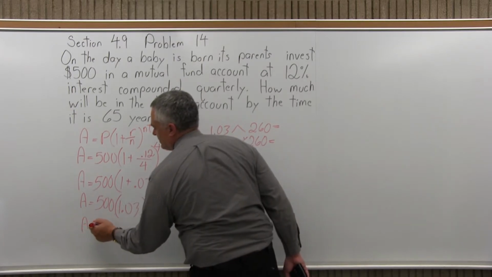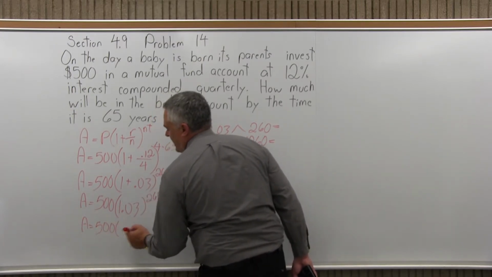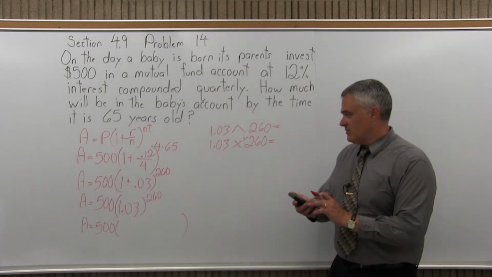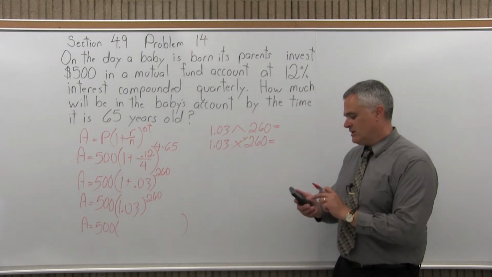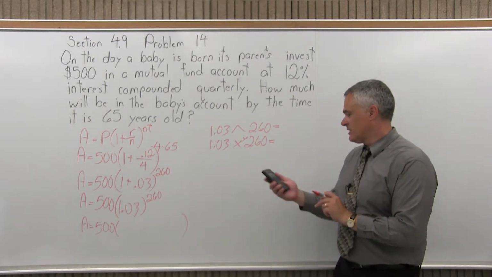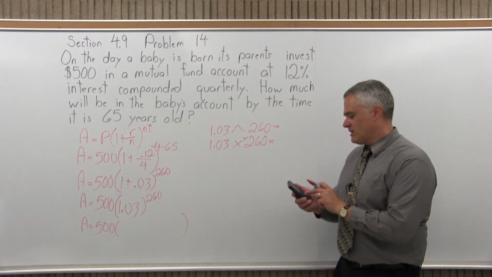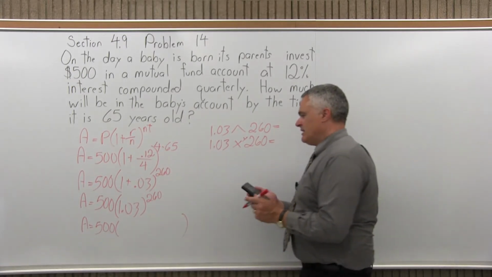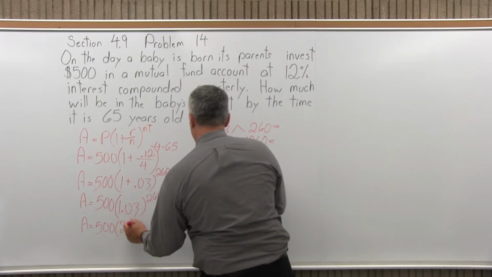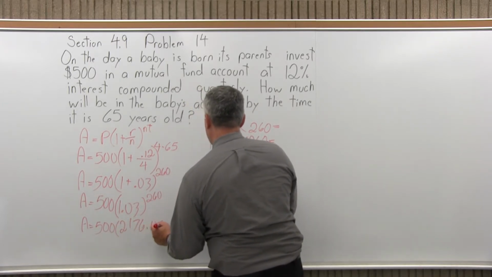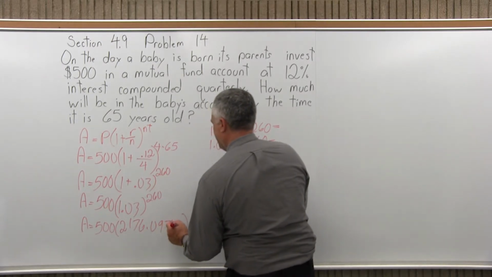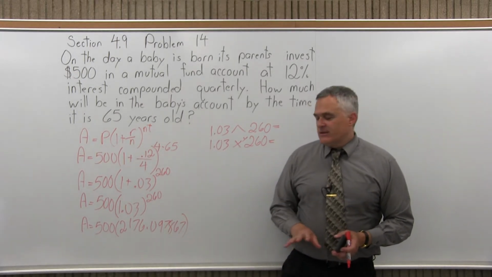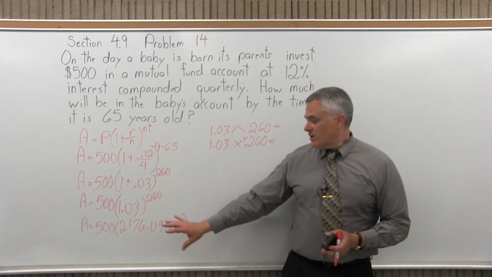So I'm going to have A equals 500 times, when I do that, an enormous exponent. So again, with your calculator, it'll be very easy. I'll clear it first, put in the base 1.03, press the exponent button, put in 260, equals, and the calculator says 2176.097867. Now, I don't need that many decimals, and I will round it, but not yet. I want to leave all the decimals right now. They're on the screen of the calculator.